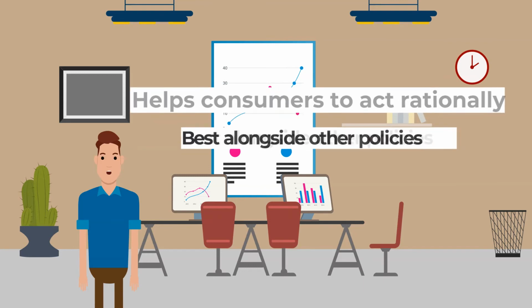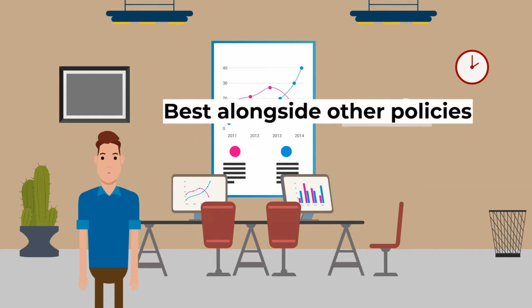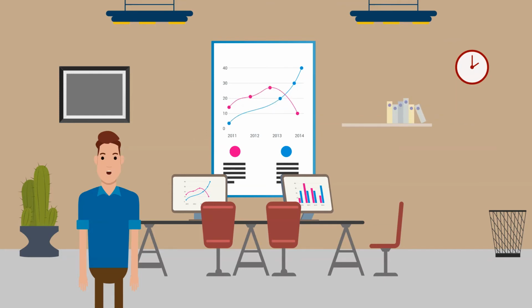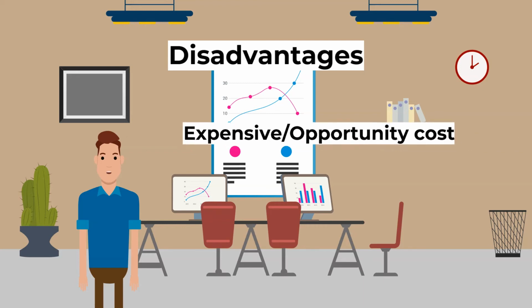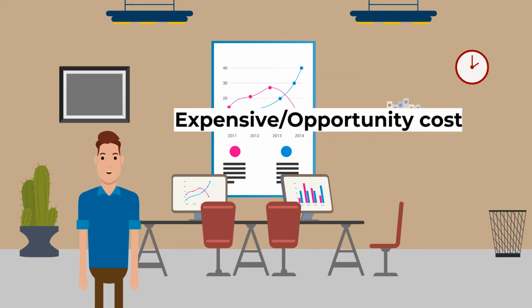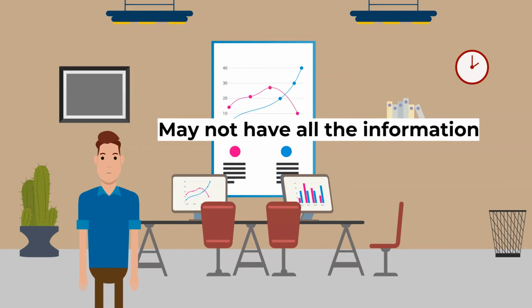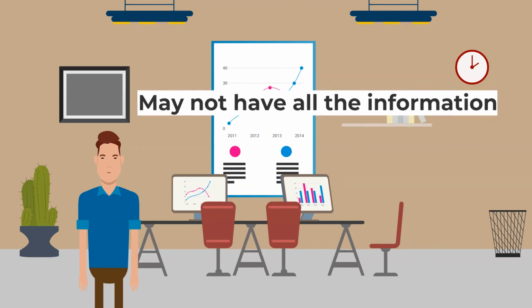2. It is best if the government uses this alongside other policies. For example, it can make demand more elastic in the long run and so help indirect taxes to become more effective at reducing output. Now, the disadvantages. 1. This can be expensive for the government to do, incurring an opportunity cost. 2. The government themselves may not always have all the information, so it may be difficult to inform consumers.